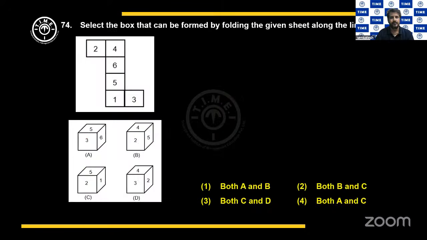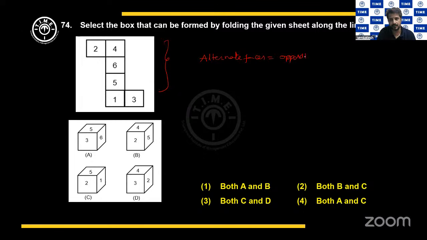Select the box that can be formed by folding the given sheet along the lines. So we have to check which will be formed from the main figure. And you know, in this kind of question, alternate faces are opposite.